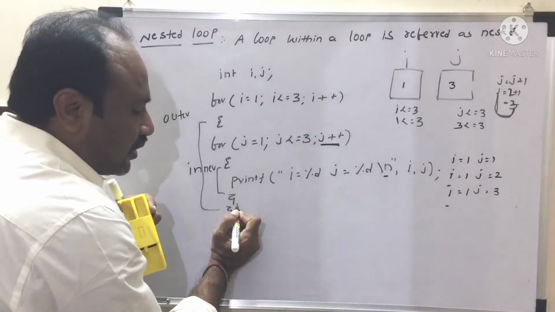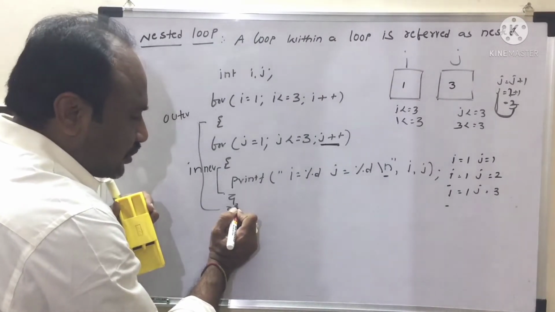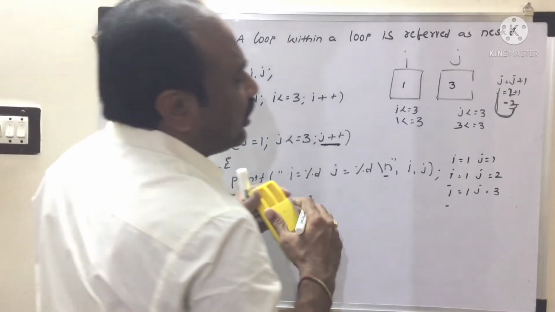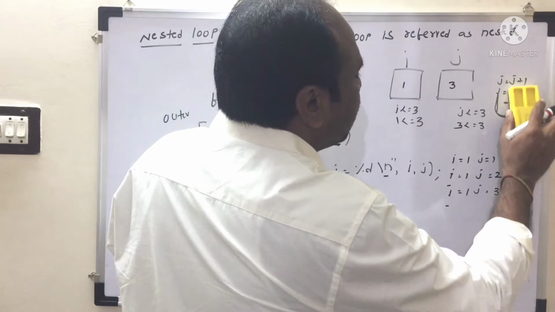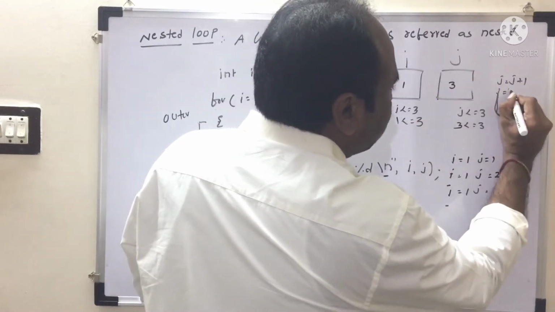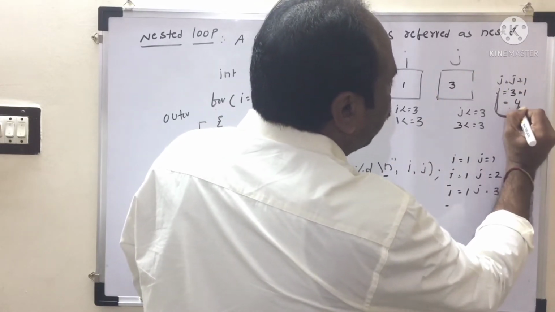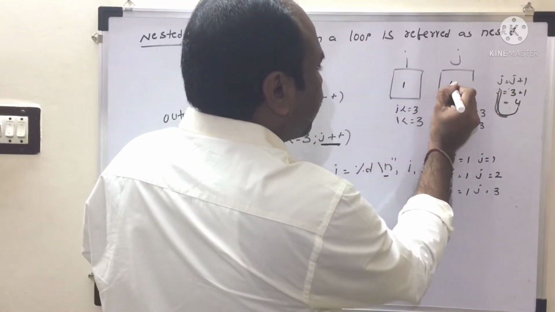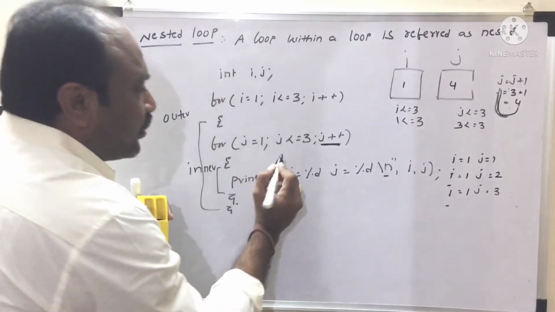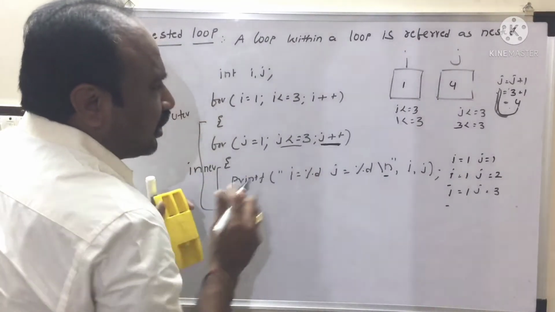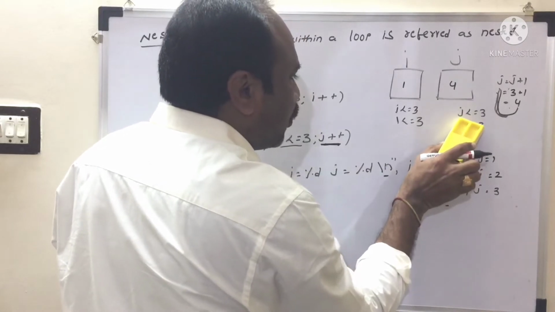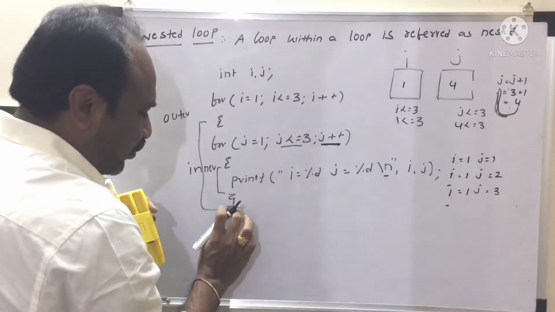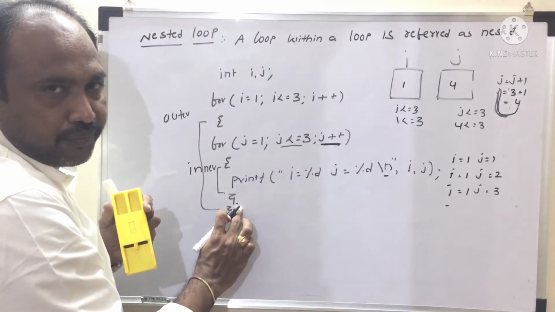Again, what? For loop close. Inner for loop close. Go to the inner for loop increment and decrement. j equal to j plus 1. j equal to j plus 1 means substitute the value of j, 3 plus 1, 4. Now j value becomes 4. Check the condition in the inner for loop. j less than or equal to 3. Substitute j value, 4 less than 3, condition false. Come out from the inner for loop.